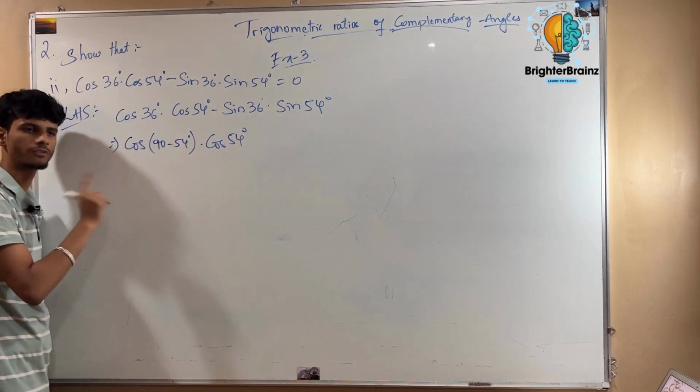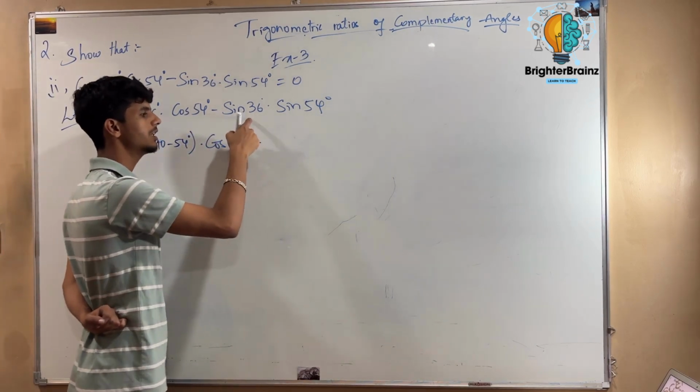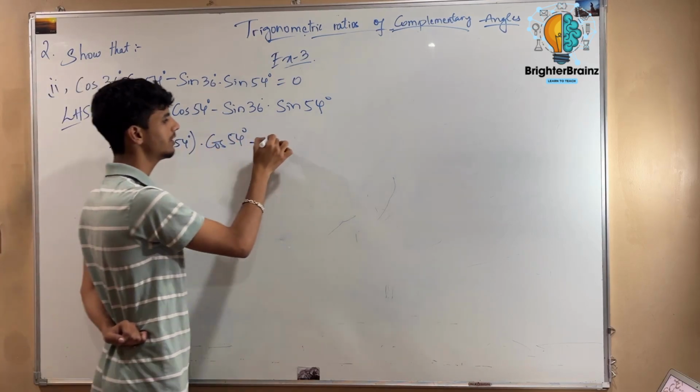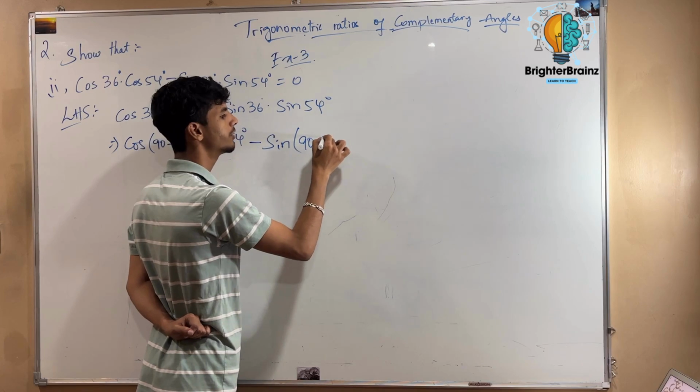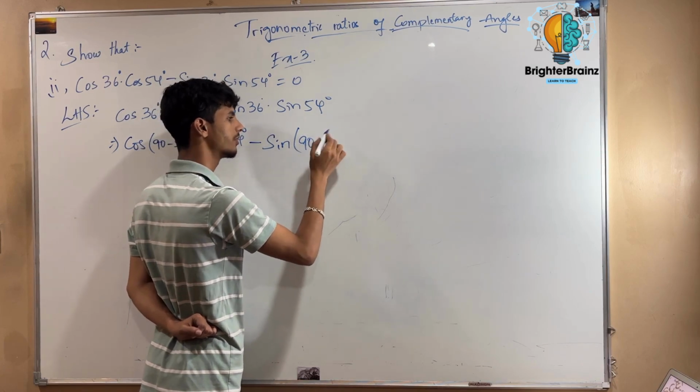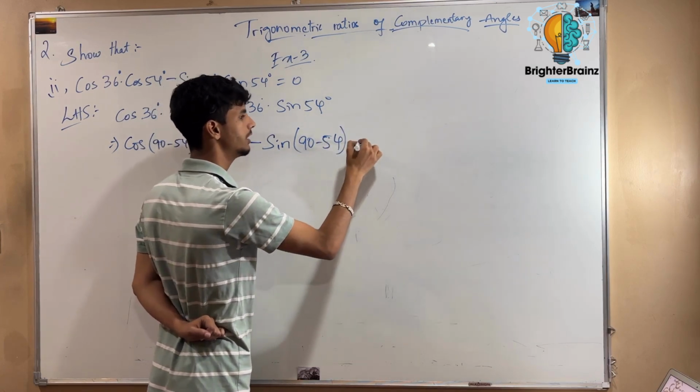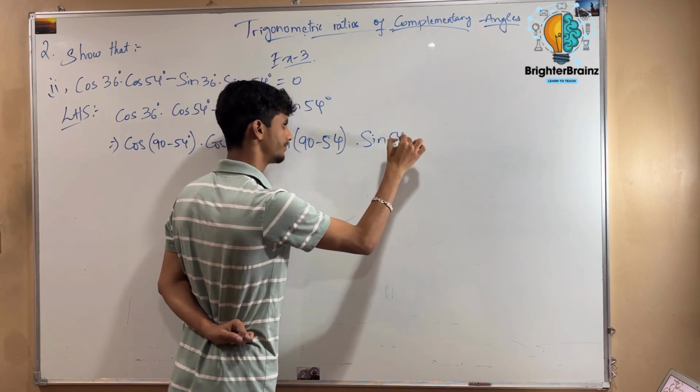Okay, any one we have to change. Minus, let us change the sin 36. So sin 36 can be written as sin of 90 minus 54 into sin 54.